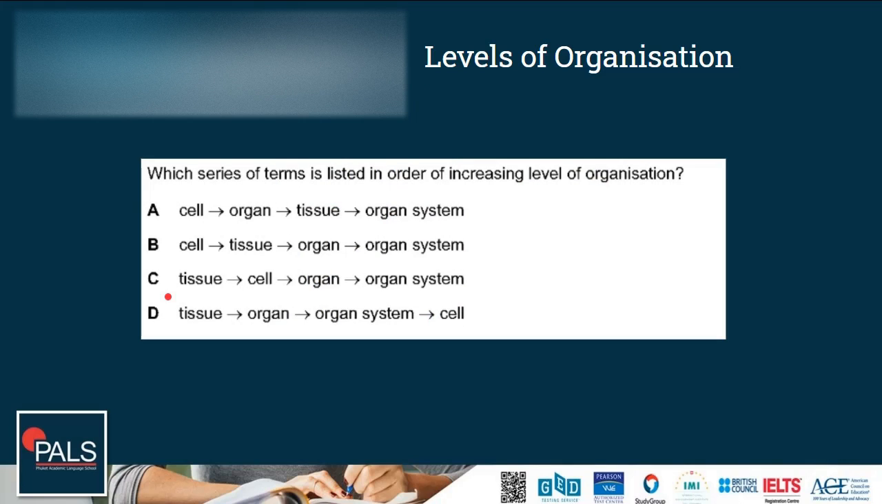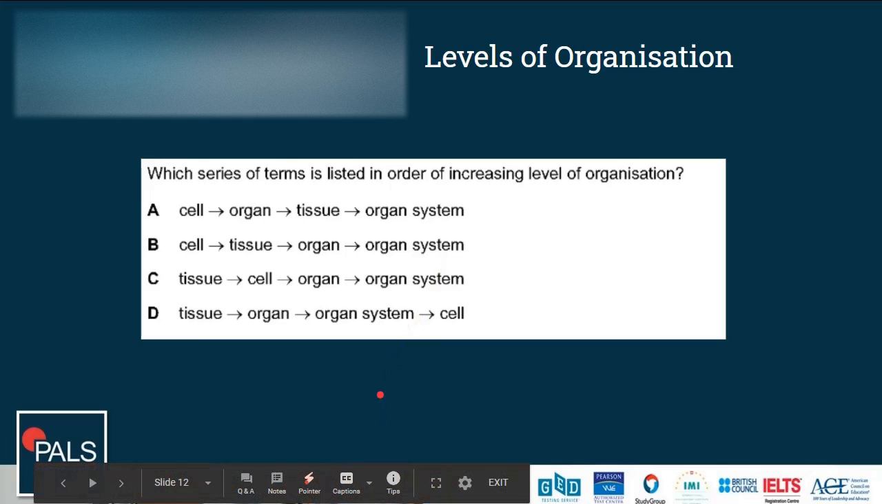Which series of terms is listed in order of increasing levels of organization? So one more time, that should be a bit easier. Please pause the video if you still have to think about your answer. The correct answer here is B. We go from cell to tissue to organ system.